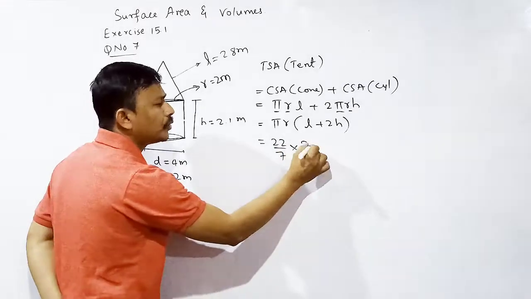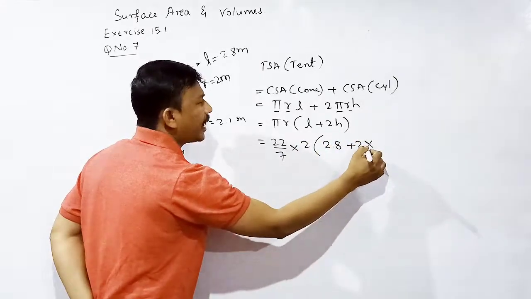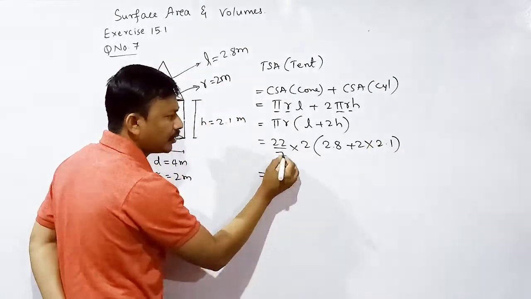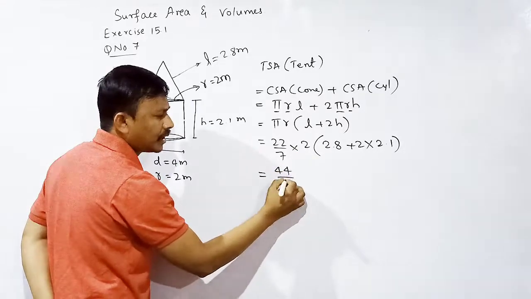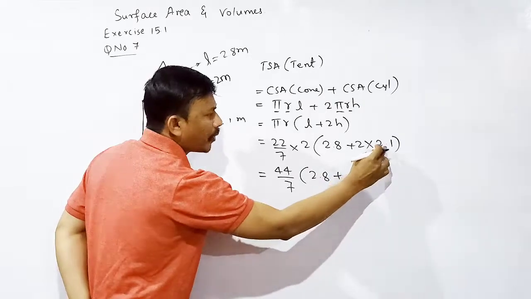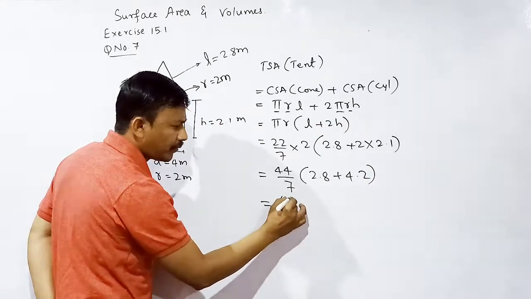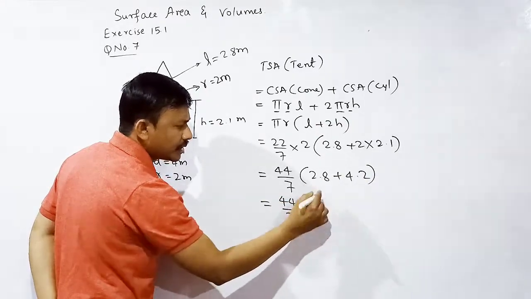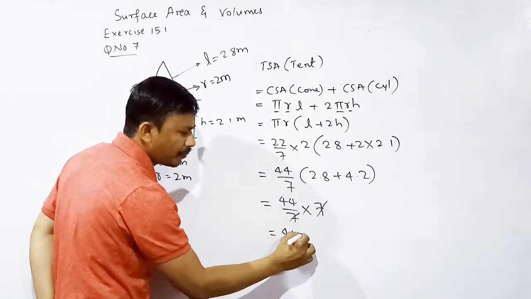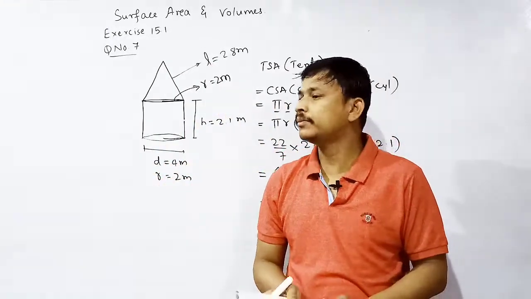This is equal to pi value 22 divided by 7, radius 2, in bracket the slant height 2.8 plus 2 into the height of the cylinder, 2.1. This is equal to 22 twos are 44 divided by 7, 2.8 plus 2.1 into 2, 4.2. This is equal to 44 divided by 7 into 7. After adding, you get 7. 7 gets cancelled. 44 meter square is the area of canvas needed to build the tent.